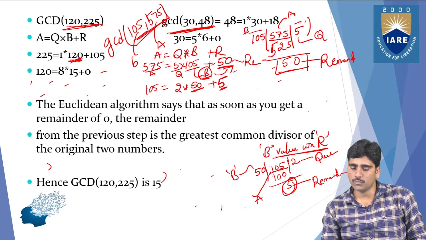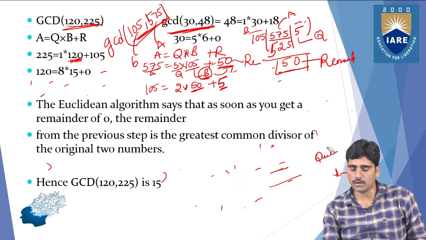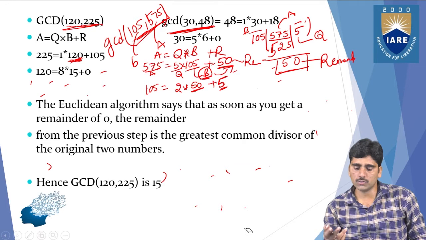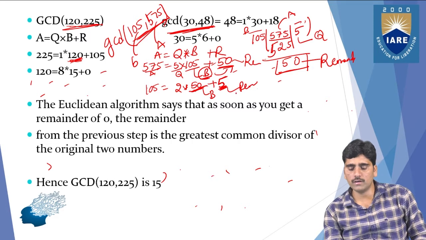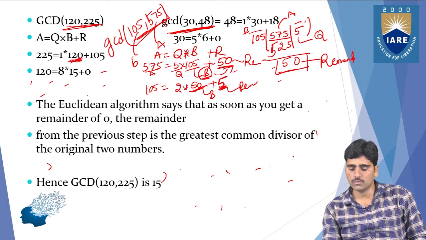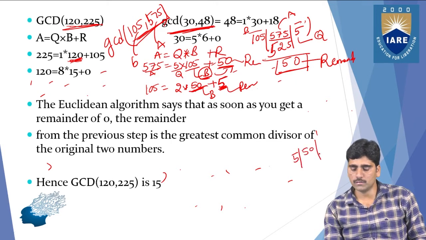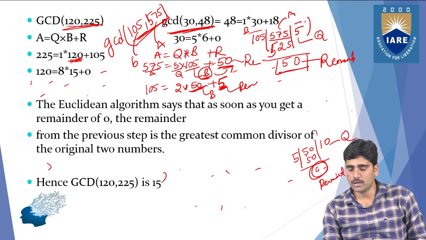So what we need to do is divide again, B with R. 5 is the remainder and 50 is the B value, so we divide 50 by 5. 5 times 10 is 50, so now the remainder is 0 and the quotient is 10, with 50 as the A value and 5 as the B value, right?